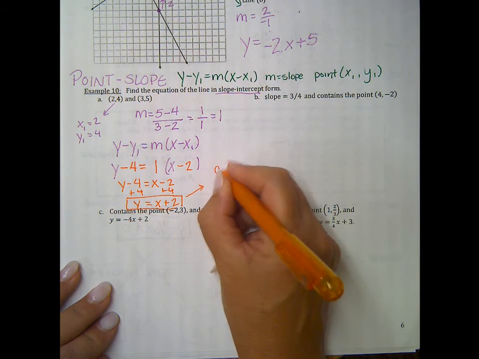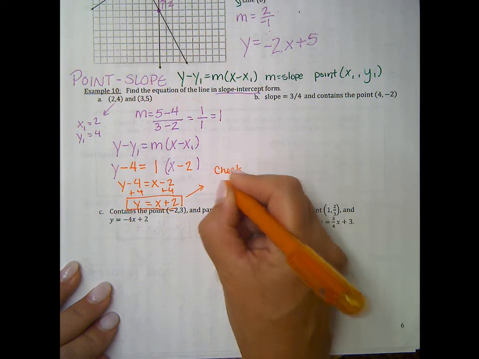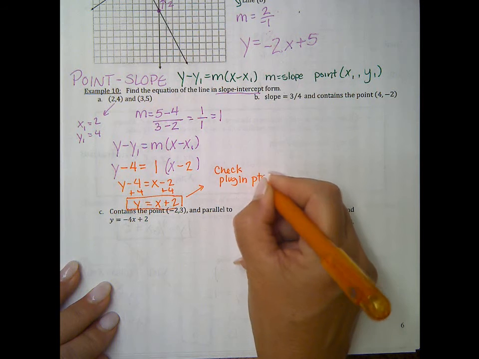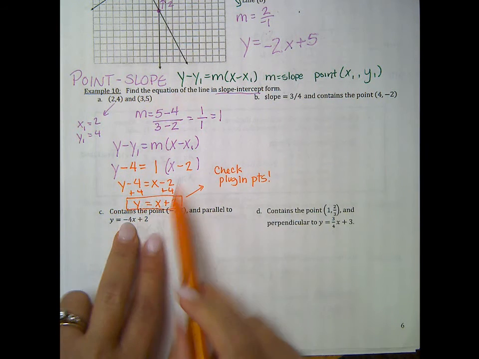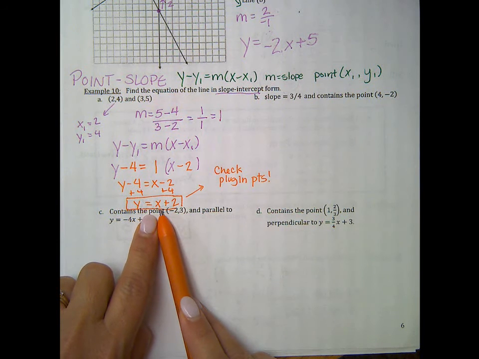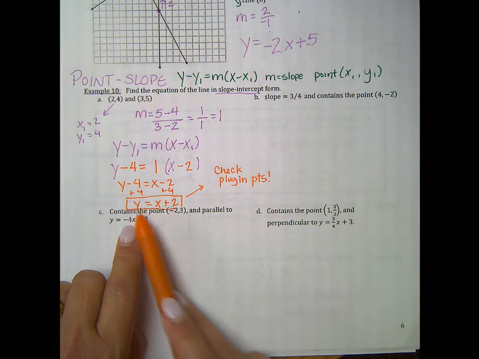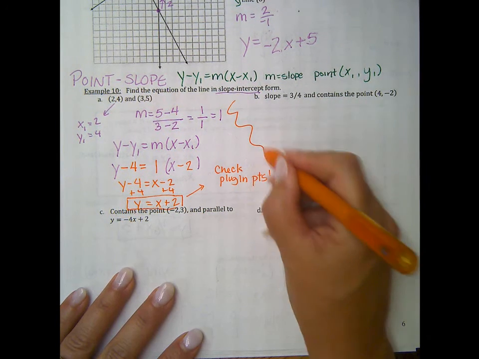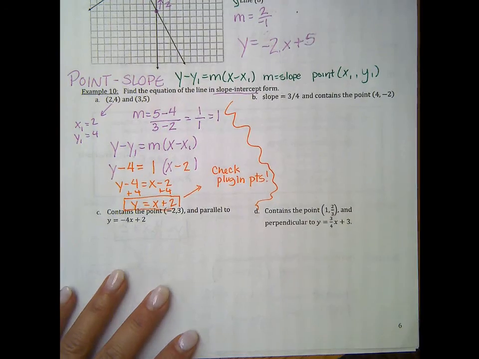How do you check it? Well, you check it by just plugging in the points you're given and making sure that they make it true. If I plug in 3 and 5, 3 is the x, 3 plus 2 is 5, and so that gives me that good fuzzy feeling that I'm nice and smart and doing it right.